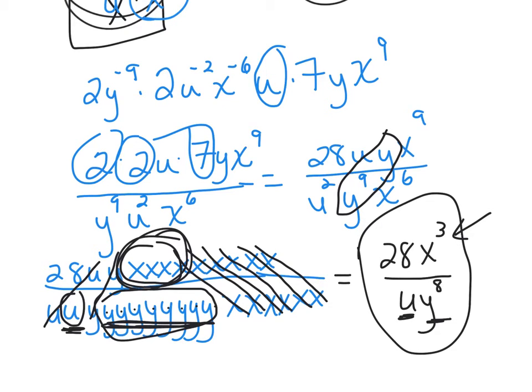That's it. I know I'm done. I only have a 28. There's no other numbers to play with it. No other coefficients. We have x's in the top, but none in the bottom. We have u's and y's in the bottom, and no u's and y's in the top. So I know I'm completely done, and best of all, I have no negative exponents.